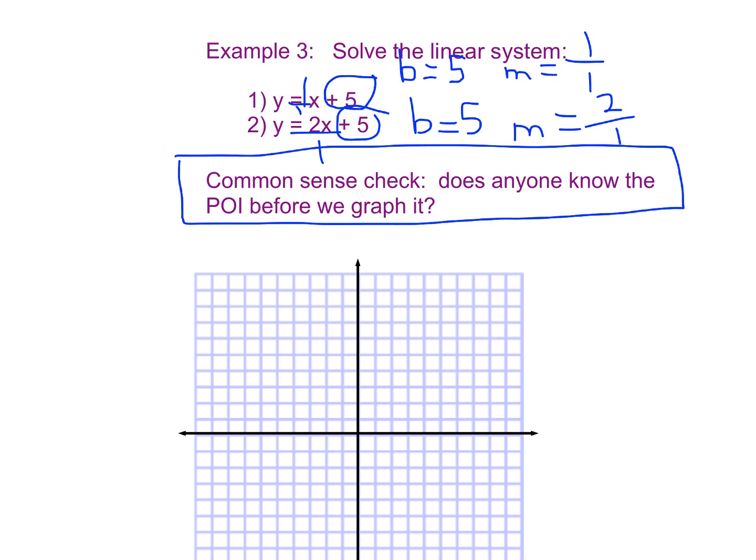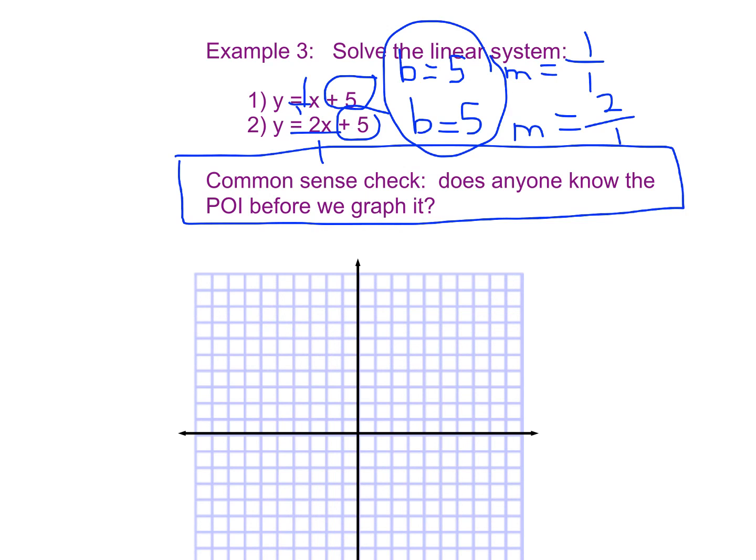Did you see it? If we have a look at what we just wrote out, look what happened with our b values. B is 5, B is 5. They have the same starting point. And isn't that what we're trying to find, is where these lines have the same point, because that's where they cross, right? So the common sense check is we don't actually need to do the graphing to prove it. We can see that they're both going to cross at the point 0, 5.